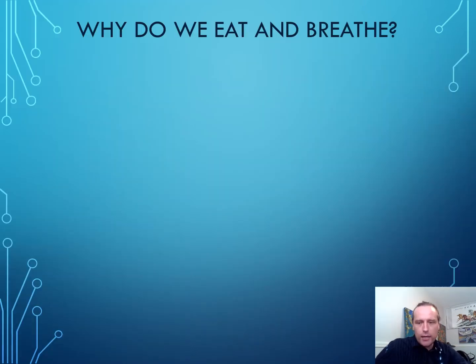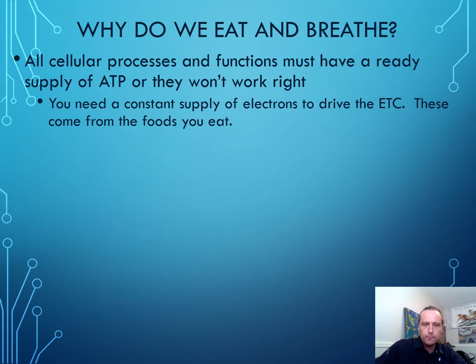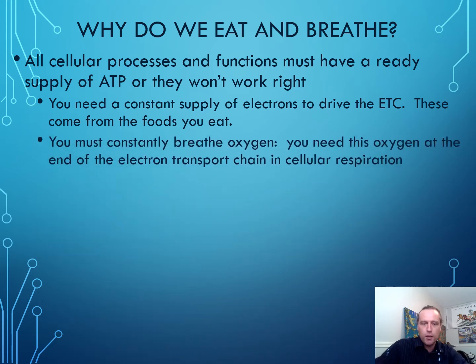So why do we eat and breathe? All cellular processes and functions must have a ready supply of ATP, or they won't work right, or they won't work at all. That's why we eat, so that we can produce ATP. You need a constant supply of electrons to drive the ETC, electron transport chain. These come from the foods you eat, so electrons. So if somebody asks you why you're so hungry, you can just reply to them, electrons. You may look like a little bit of a pretentious meanie, but you can say that anyway.